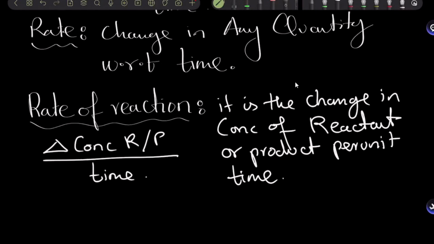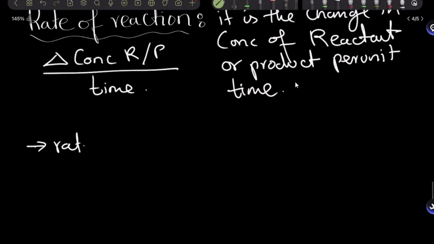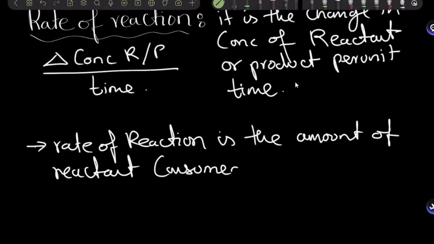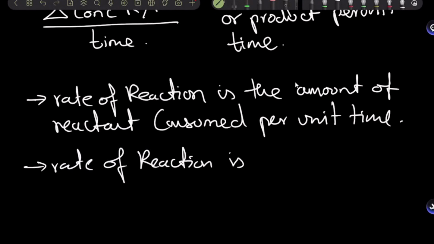Now I'll make it easier for you. We can either say that rate of reaction, if you talk about the reactants, is the amount of reactant consumed per unit time. Or you could also say that rate of reaction is the amount of product formed per unit time.